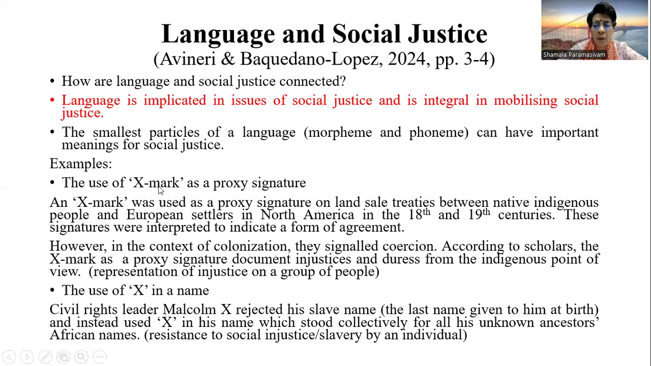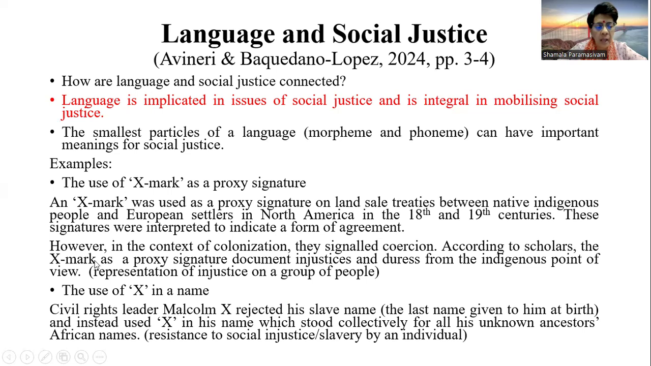The use of the X mark, used as a proxy signature in land sale treaties between indigenous people and European settlers in North America in the 18th and 19th centuries. The X mark as a proxy signature indicates a form of agreement on land sale treaties. But this morpheme, just the X, as an element of language, was not actually a form of agreement. In the context of colonization, it signaled coercion.